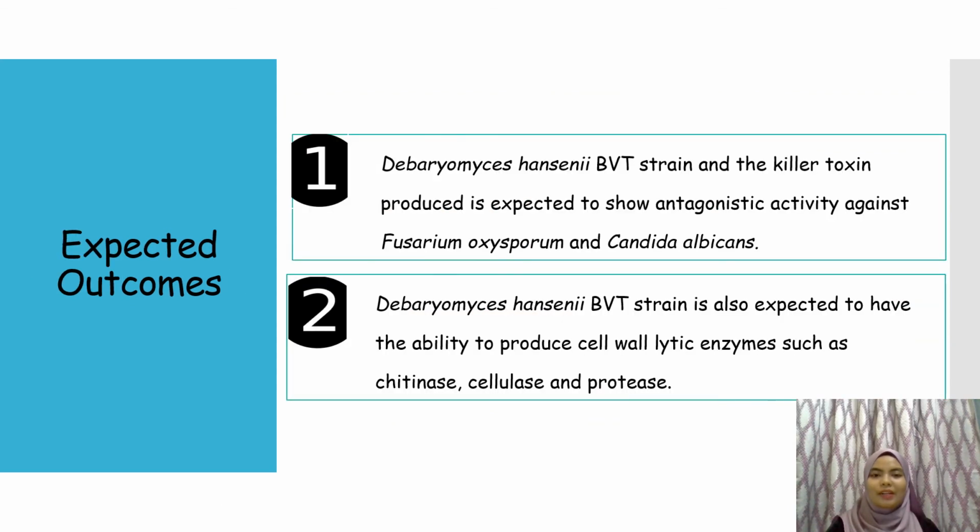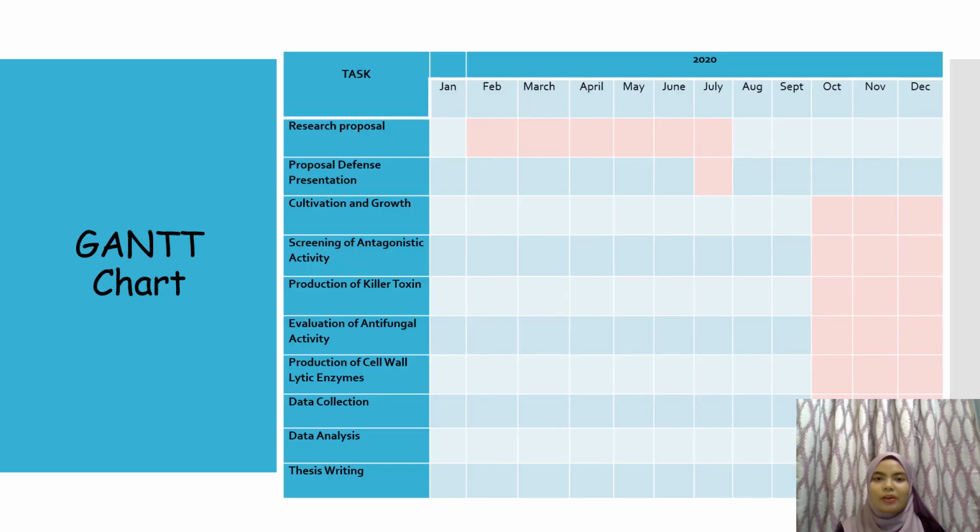For the expected outcome, the Debaryomyces hansenii strain and the killer toxin produced is expected to show the antagonistic activity against Fusarium oxysporum and Candida albicans. It is also expected to have the ability to produce the cell wall lytic enzymes such as chitinase, protease, and cellulase. So this is the Gantt chart or the plan for the whole final year project.